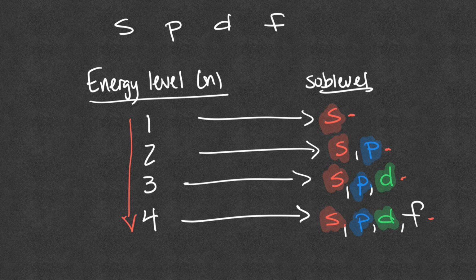As an analogy, the energy level is like the state that we live in. We live in the state of Georgia. Sublevels are like the city within the state, so we could talk about Atlanta, which is in the state of Georgia. So sublevels are within energy levels. Now within sublevels, there's another subdivision. We have what we call orbitals.